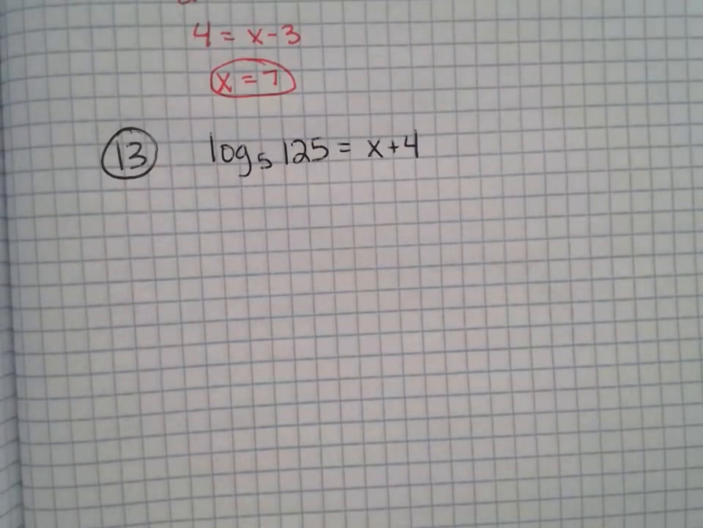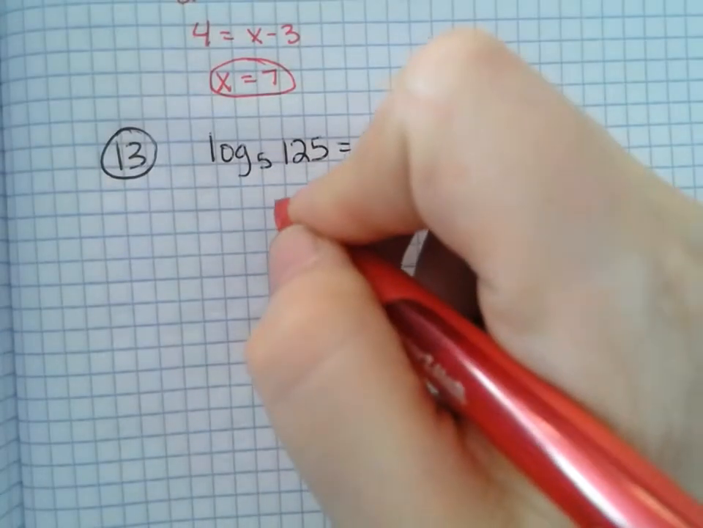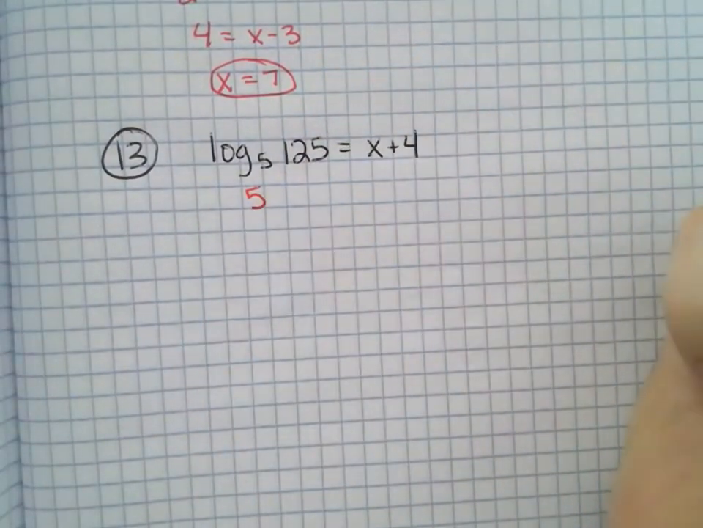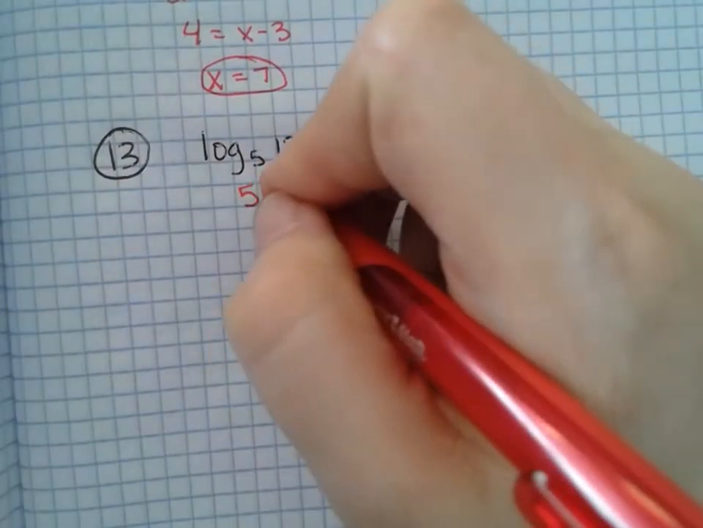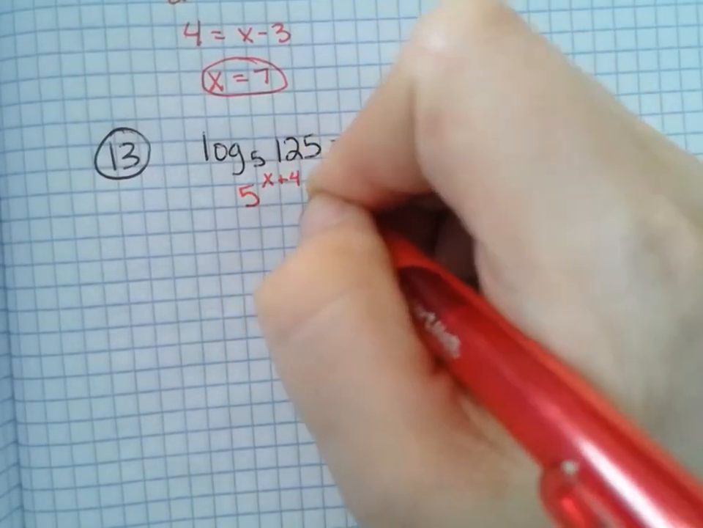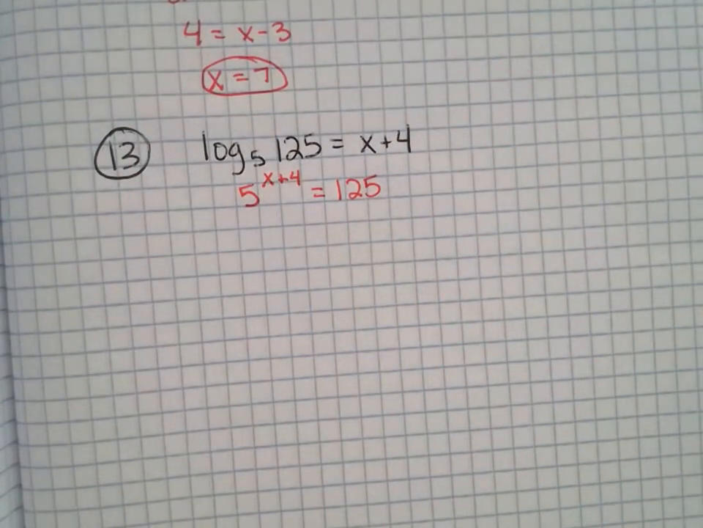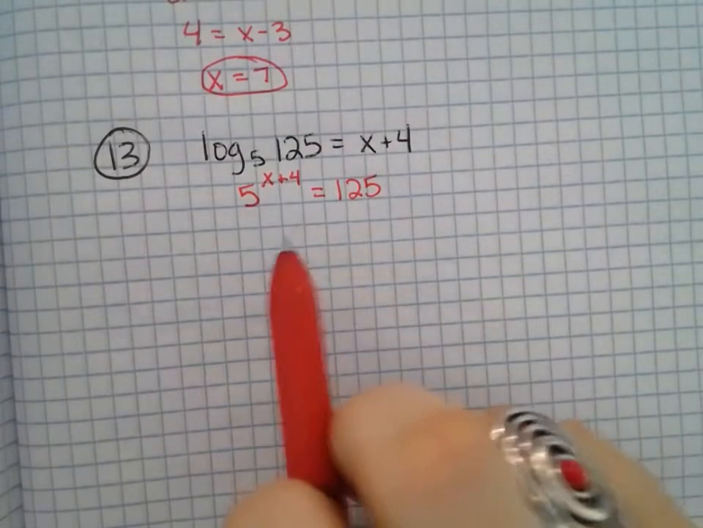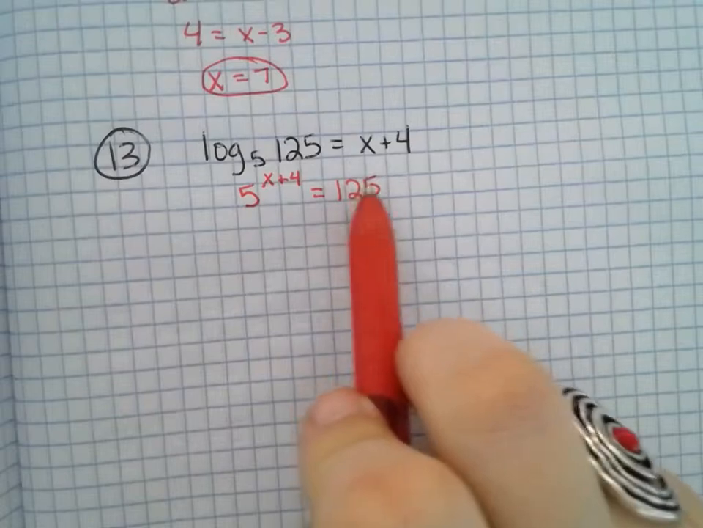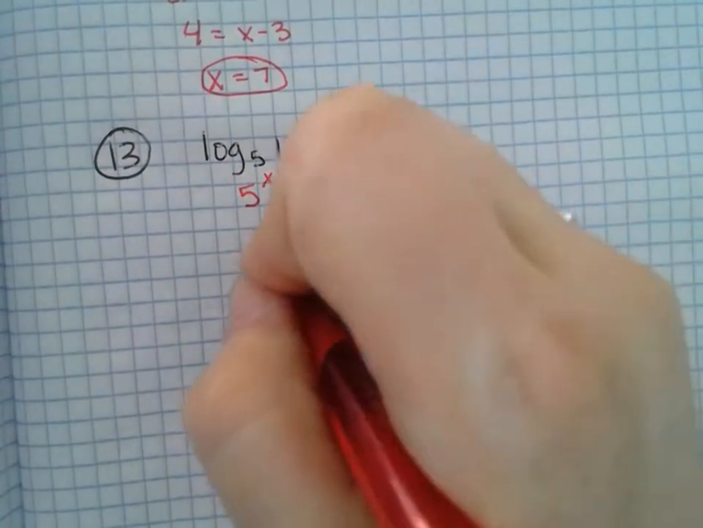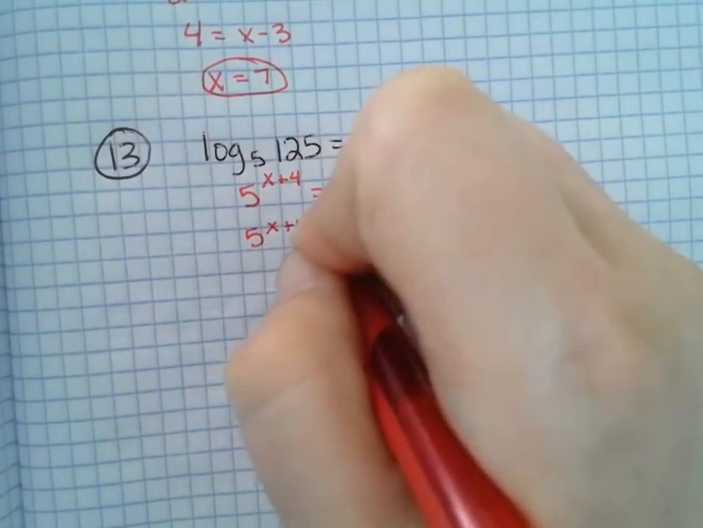Alright, so here, I always think it's easier to rewrite into exponential form. What would my base be? 5. What would my exponent be? X plus 4. And that's equal to, well, now we're back to exactly the same problems we were just doing. So we just turn into exponential form. Always. Okay? So I need to rewrite this so that they have the same base. So this is 5 to the x plus 4 is equal to 5.